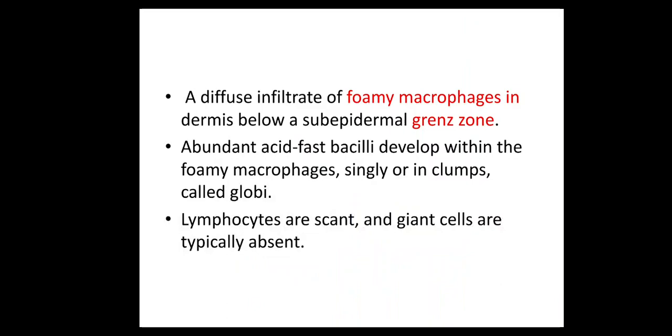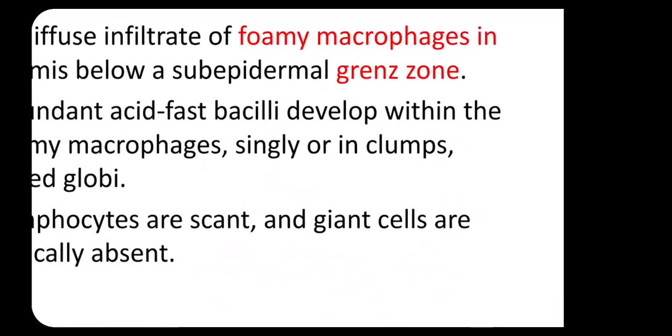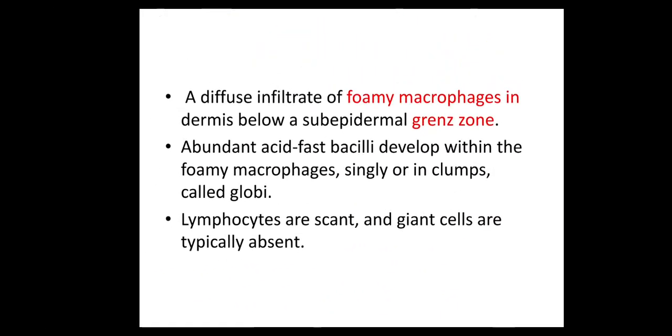So then coming to the histology, what you will find is a diffuse infiltration of foamy macrophages, usually within the dermis. Just below the epidermis, you have a clear zone which is called the Grenz zone, and abundant acid-fast bacilli can be seen either within the foamy macrophages or singly, or they can be seen in clumps called globi. Lymphocytes will be seen, which are scanty. Giant cells are typically absent.